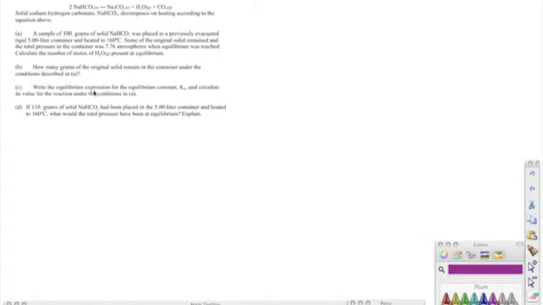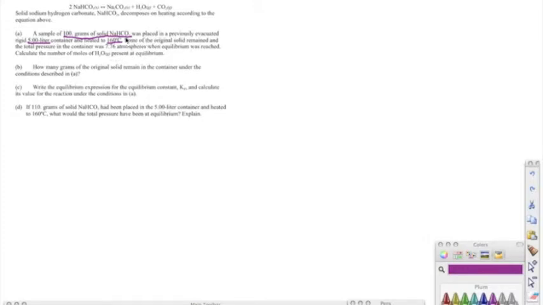So you can read the question here, and it says here that we have 100 grams of solid NaHCO3 placed in a previously evacuated 5-liter container. I'm going to underline some of the important stuff. So 100 grams of the sodium bicarbonate, 5-liter container, 160 degrees Celsius. Some of the original solid remain.